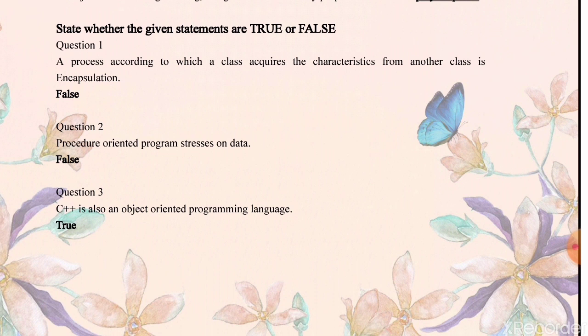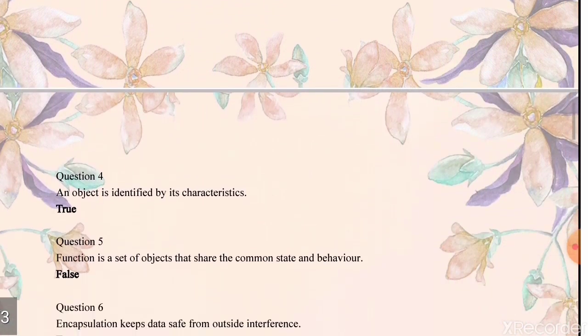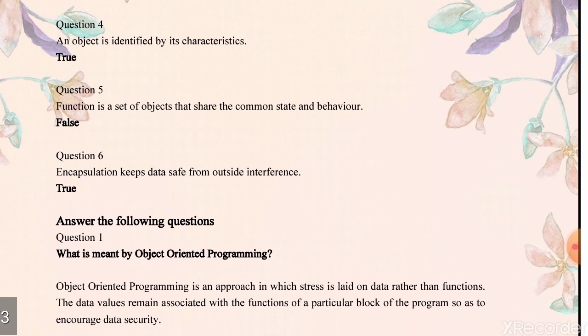Next is, C++ is also an object oriented programming language. Yes, C++ is an object oriented programming language. Next is, an object is defined by its characteristics. This is true. Okay, objects are defined by their characteristics and behavior. Two things are there in the class or object. One is the characteristics and second is the behavior.